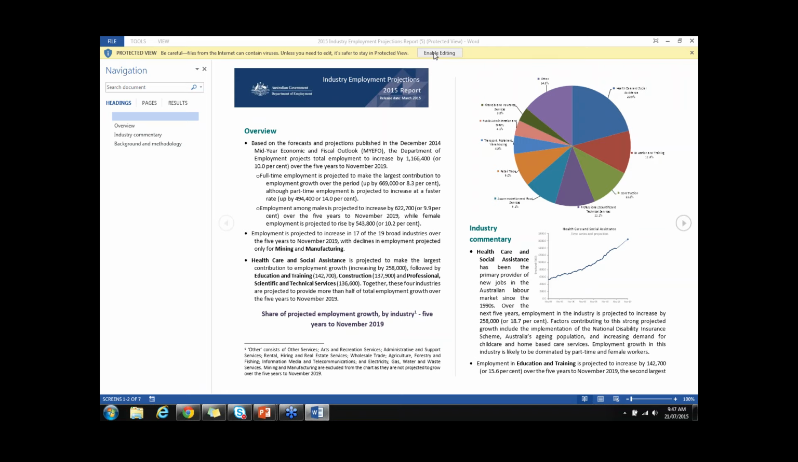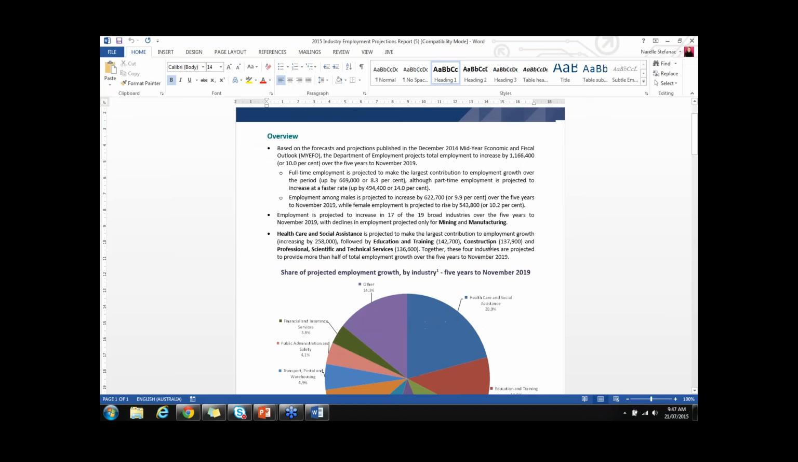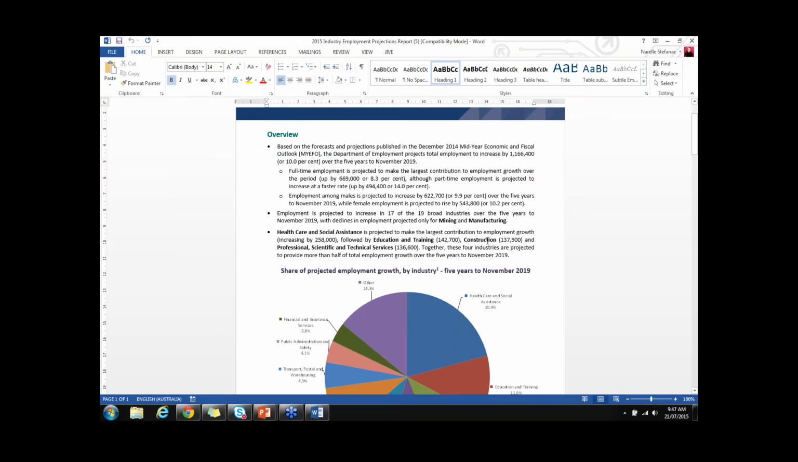So what you'll see here, and I'm just going to move this into one screen, is they give you this beautiful narration. This is what I was talking about. Based on some forecasts they've done, using a whole range of different sources which are listed on that website as well, they project that the total employment across Australia is going to increase by almost 1.2 million people over the next 5 years, which is about 10%.